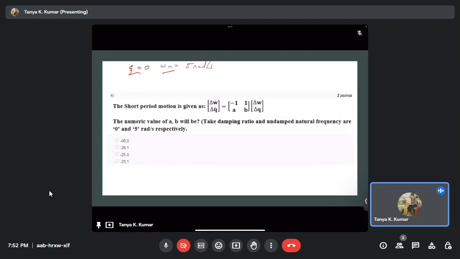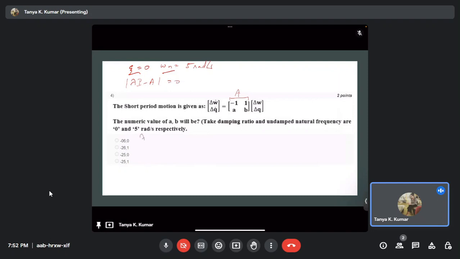Did you find out the characteristic equation in terms of A and B? Okay, let's just do it. So if this is A, this matrix, lambda I minus A determinant is 0. Okay, so what do you get?